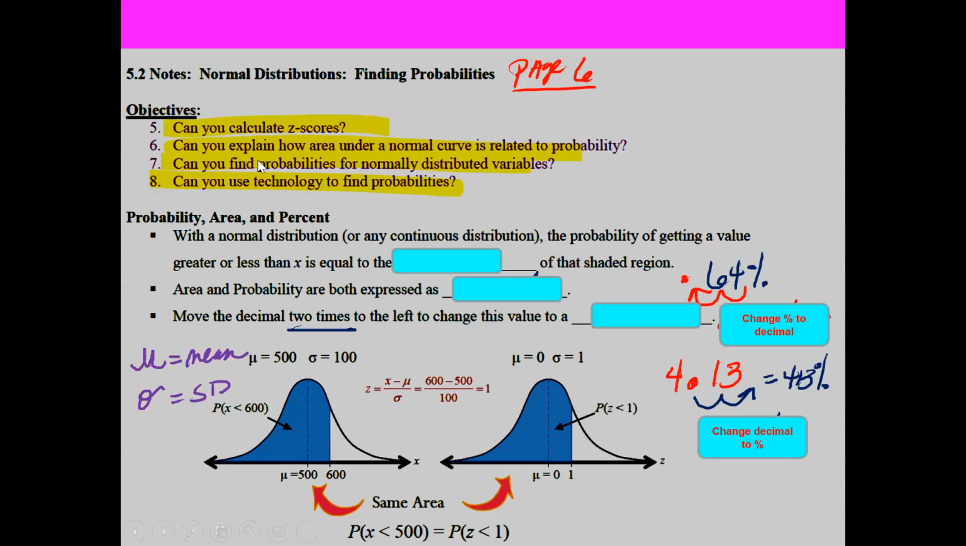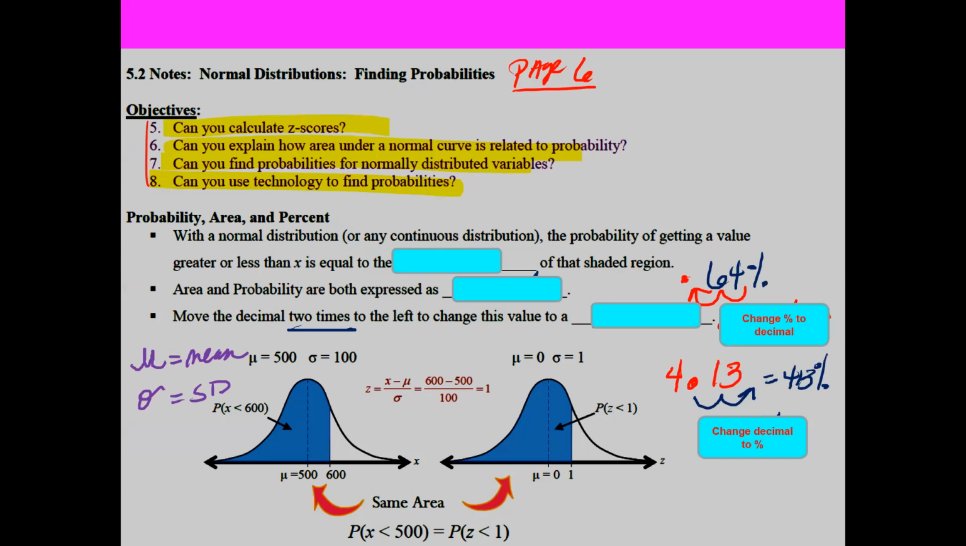All right, so turn over to page 6. Go ahead and read the objective for today. There are 4 of them. All right, so area, probability, and percent.